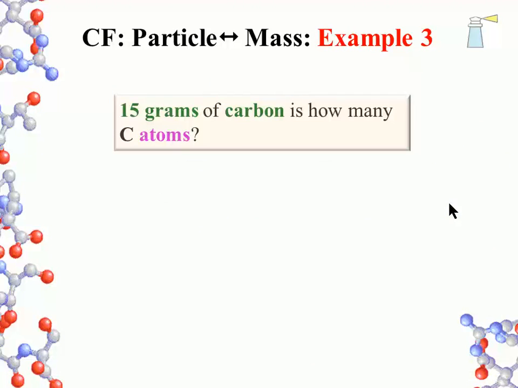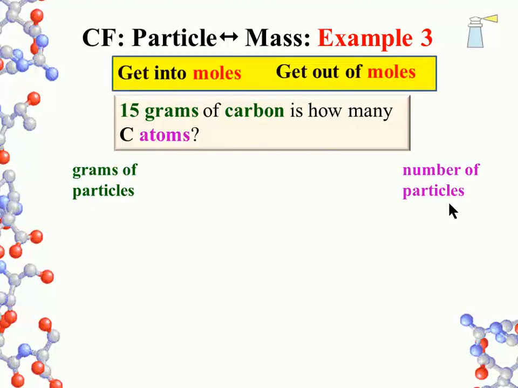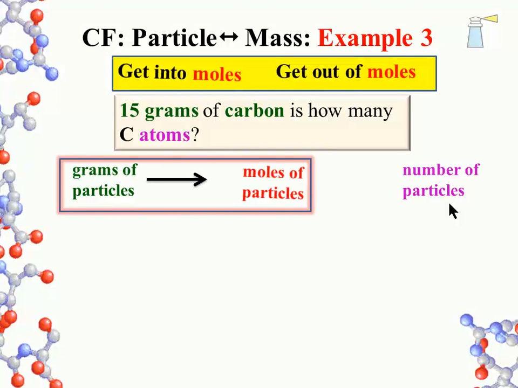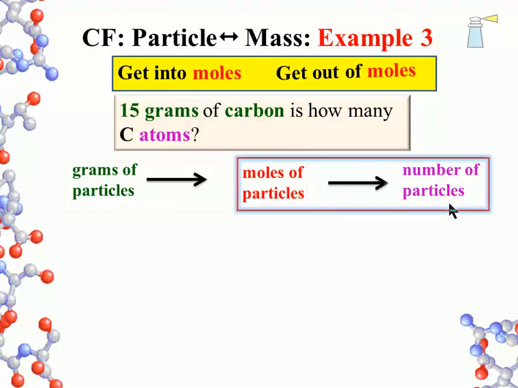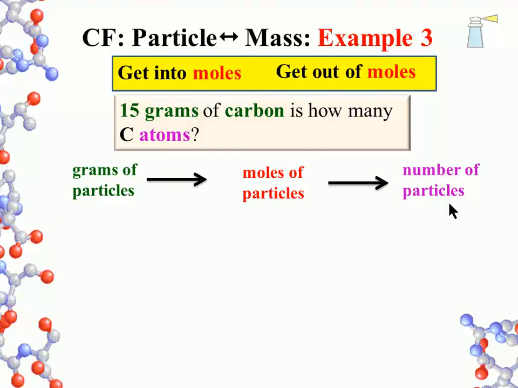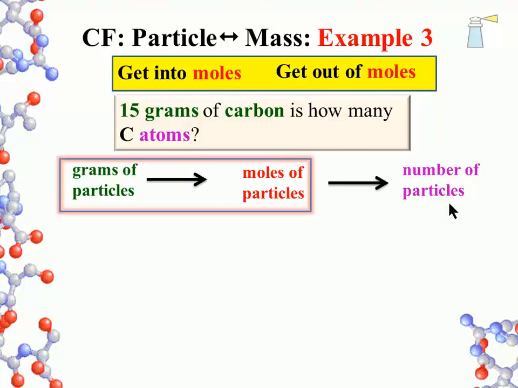On to example 3. 15 grams of carbon is how many carbon atoms? Identification of the overall conversion is one of grams of particles, atoms, into number of count of particles. Since we do not have a relationship between these units, it falls on us to build a bridge between them, and that bridge is the mole. Getting into moles, getting out of moles. The overall logic of the problem is set.